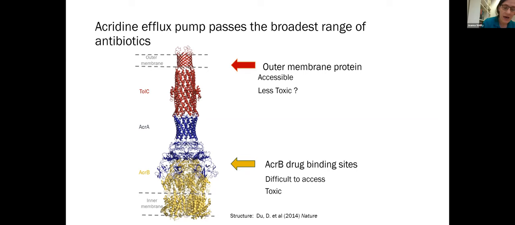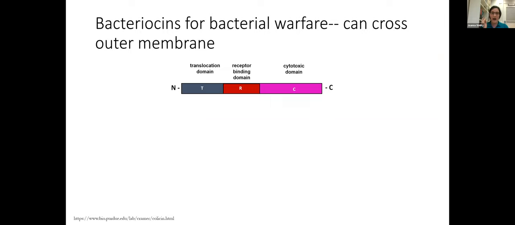But so then we started with, well, what binds to outer membrane proteins? And the answer that we were coming to was bacteriocins. And we didn't invent bacteriocins. Bacteria invented bacteriocins. Bacteria invented these for bacterial warfare. And I'll just tell you the convention for bacteriocins. Bacteriocins is the general term. We'll talk about colicins. Those are from E. coli. So coli for colicins.